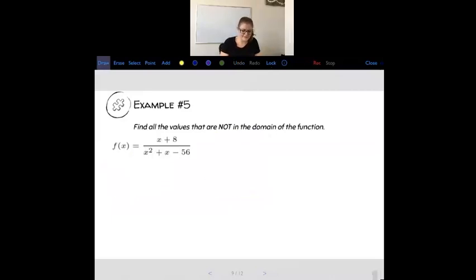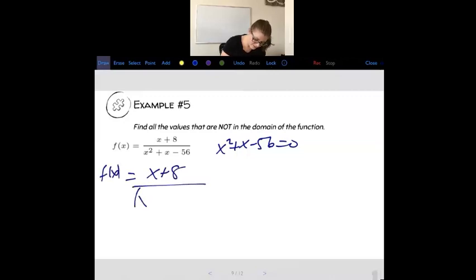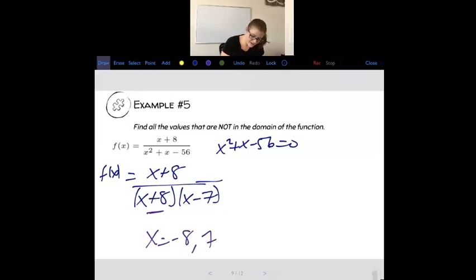Example 5, find all the values that are not in the domain. In order to figure out what the denominator is equal to, we have to factor. So this becomes x plus 8 over x plus 8 times x minus 7. Then the two values that would make the denominator 0 are -8 and 7.